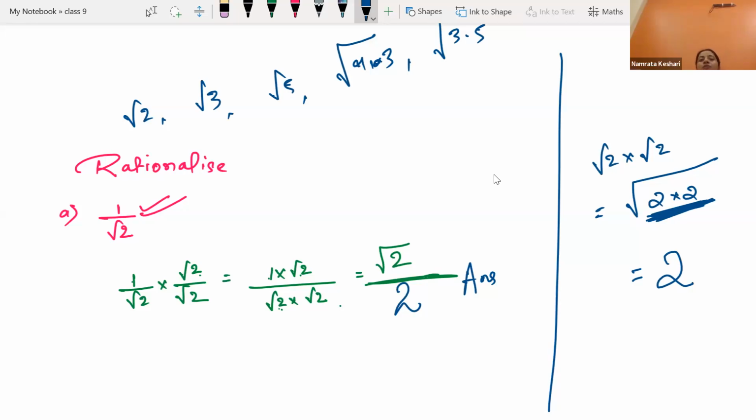From now onward, whenever we have 1 by root 3, 5 by root 3, or 5 by root 7, what we can do is remove the root from the denominator. For that, we can create a pair in the denominator.